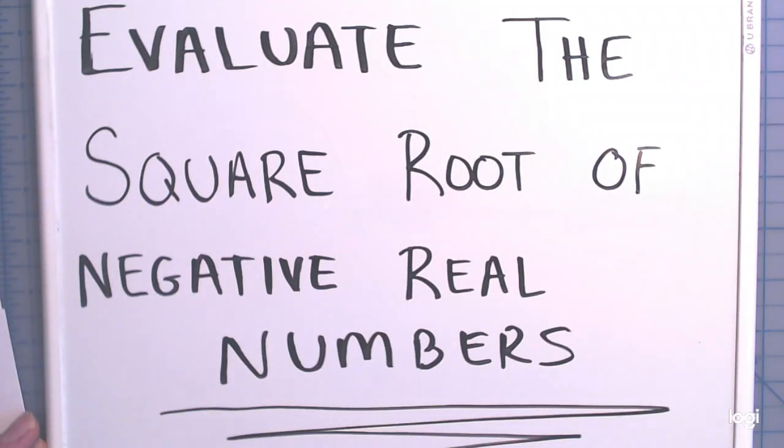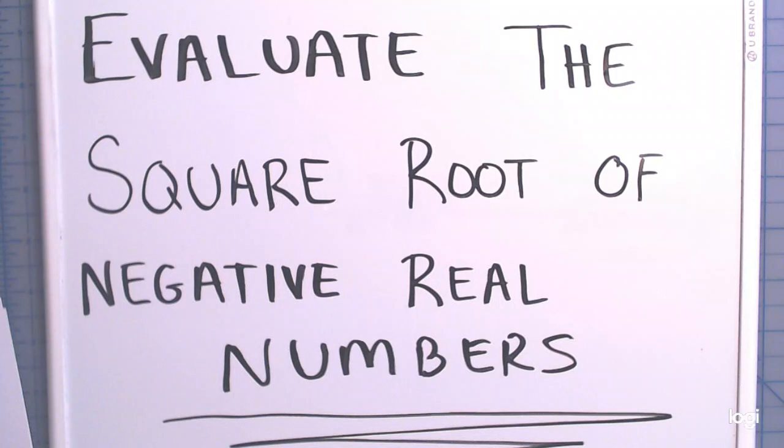Hello everyone, and welcome to this video on evaluating the square root of negative real numbers. We've seen in past videos of mine that whenever we have an even root, a square root, a fourth root, etc., the radicand, the number underneath the symbol, had to be non-negative, because if it were negative, it wouldn't be considered real.